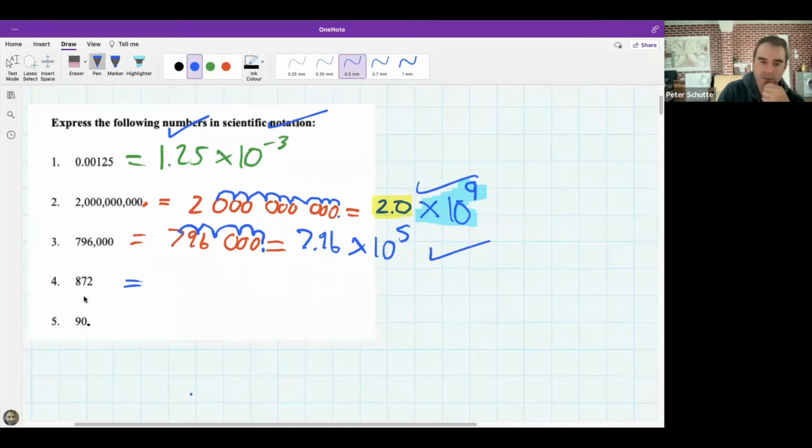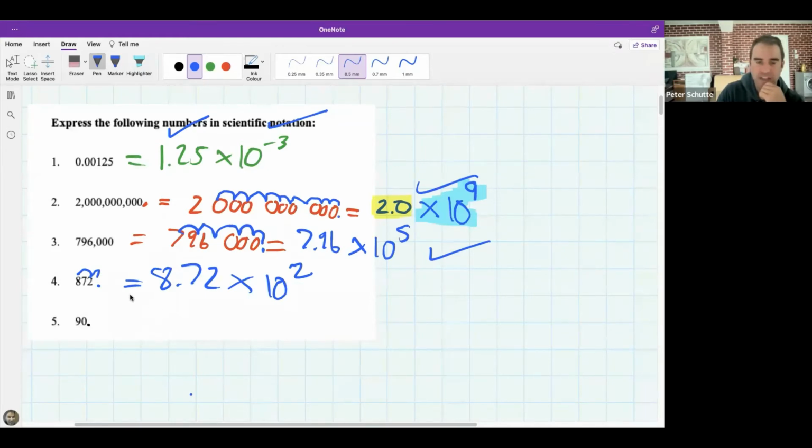So 872 and 90, you may say, well, why do I even have to write that in scientific notation? That's a normal type of number. It is, but sometimes if everybody is using scientific notation, we kind of want all numbers to be able to fit into that pattern if we need to. So we still need to know how to do it. And here we just have to jump twice. So we get 8.72 times 10 to the power of 2. And so that's number 4.